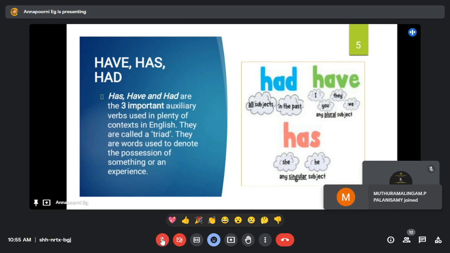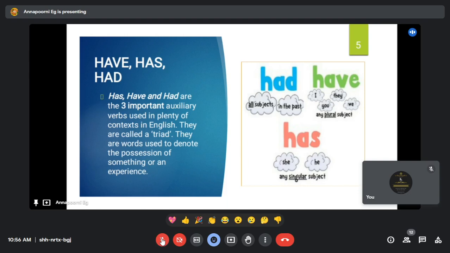So why are we using these three auxiliary verbs? What is their use? Has, have and had are used to denote a possession of something or an experience. Possession means to show that you have something. If I am telling I have a car, that is called a possession. I possess a car. She has a bike. It means that she is possessing a bike. She possesses a bike. So that is a possession.